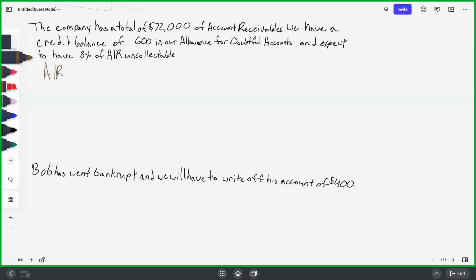Step one is finding out, okay, what's in each account? Currently, we only have ADA and accounts receivable. We know for a fact our balance in accounts receivable is 72,000. And we know we have a beginning credit balance of 600.